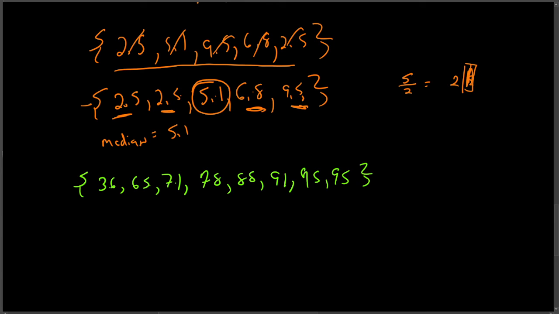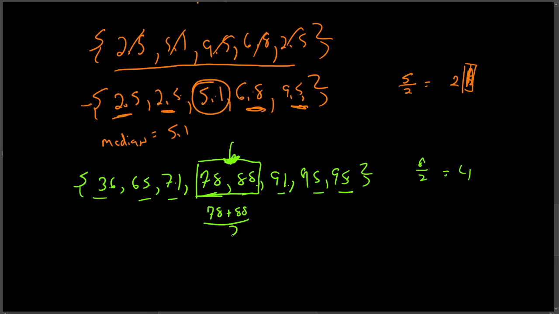One, two, three, four, five, six, seven, 8. Well, if I have 8, and that means 8 divided by 2 is 4. Well, if I come over 4, 1, 2, 3, 4, 1, 2, 3, 4, I don't have anything in the middle of that. So I'm going to have to look at these 2 that sit where the middle should be. And what I want to do is I want to find the midpoint of these 2 numbers. And I do that by adding them together and dividing by 2.